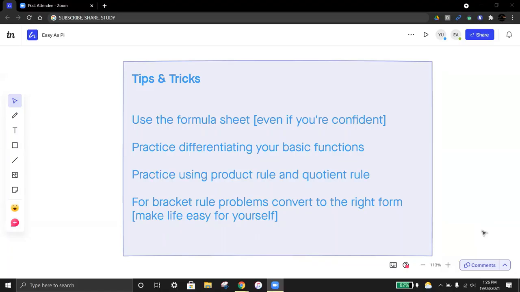Number 2, practice differentiating your basic functions. Once again, it's the easy stuff that might trip you up. And practice using the product and quotient rule. So you can see a lot of this is just practice, practice, practice. And that's true for calculus and for differentiation. It's going to be the practice that really helps you get the merits and excellences. And lastly, for the bracket rule problems, which we'll go over later, make sure you convert these to the right form. They may not look as nice, but this will make life easy for yourself, and you should be able to get the question from there.